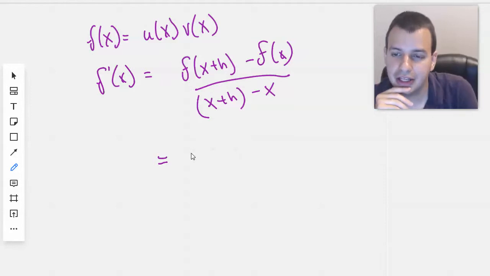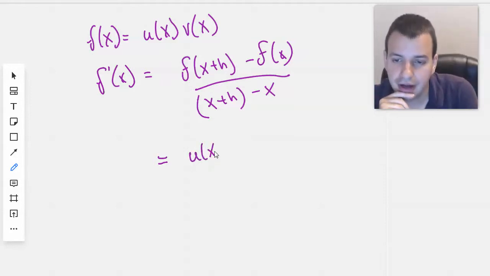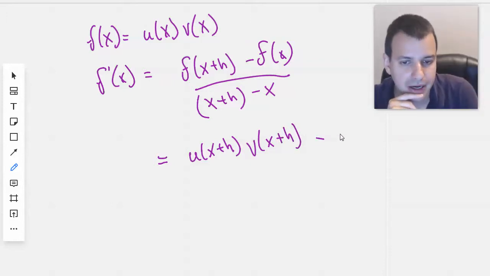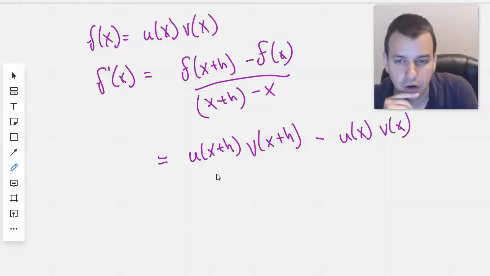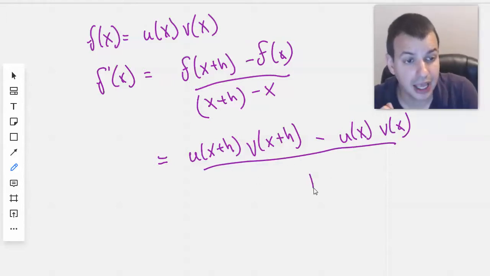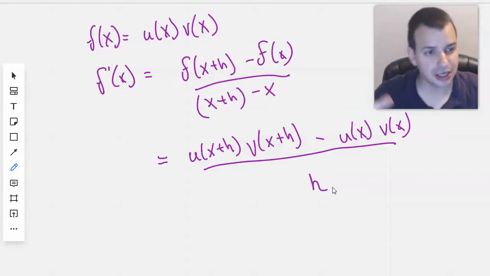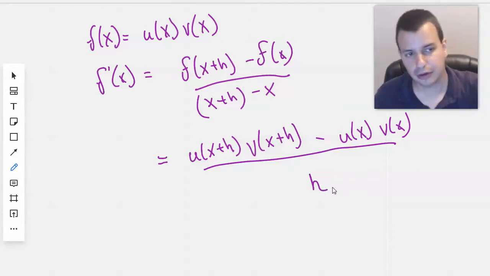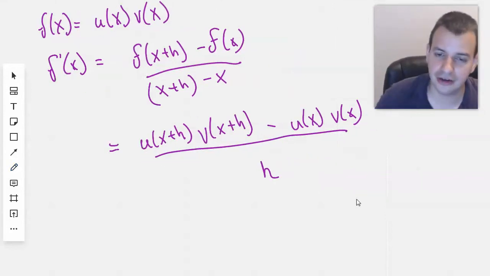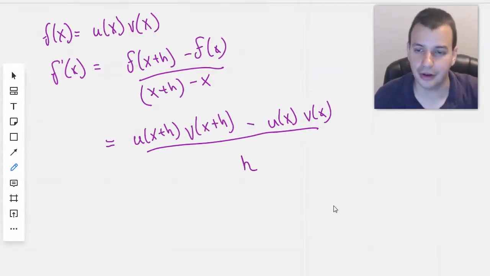So what we get then is u of x plus h, v of x plus h, minus u of x, v of x, all over h. So this is pretty standard. Okay, definition of the derivative, plug in the values for the function, pretty straightforward.